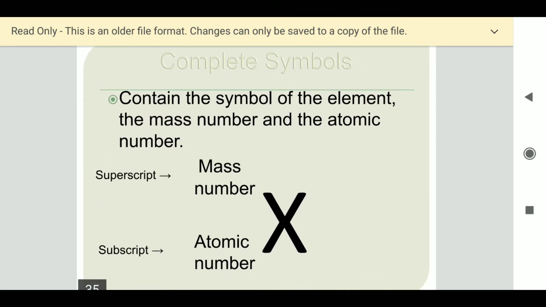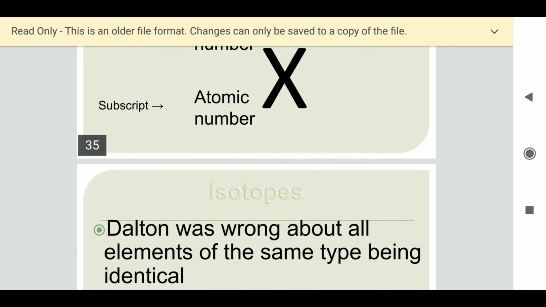Now talking about the complete symbols of an element, how we represent an element through a symbol. It contains the symbol of the element along with the mass number and the atomic number. Mass number is always at the superscript and the atomic number will always be at the subscript.